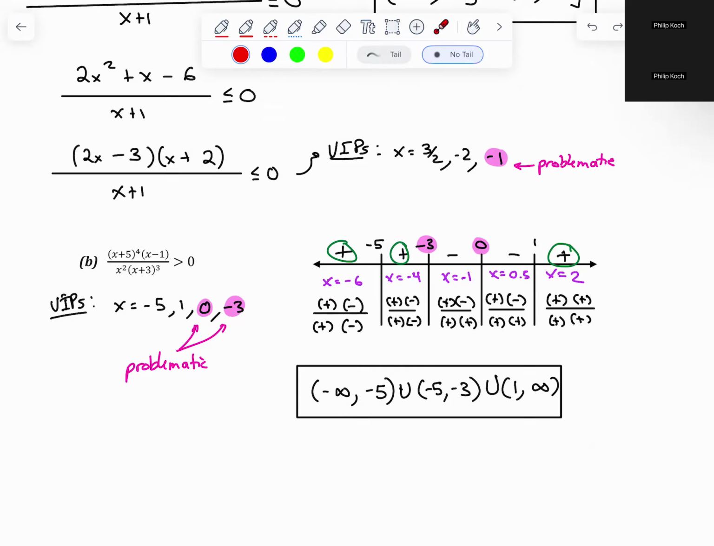The multiplicities, the exponents. This is an exponent of 1. This is an exponent of 3. So the exponents are what's playing a role here.